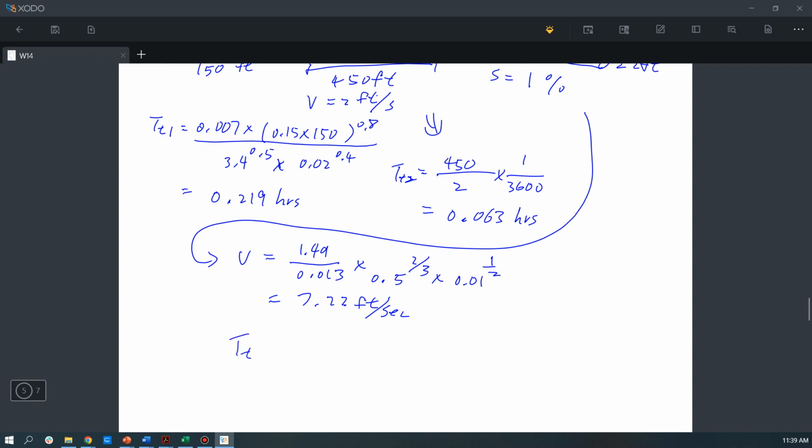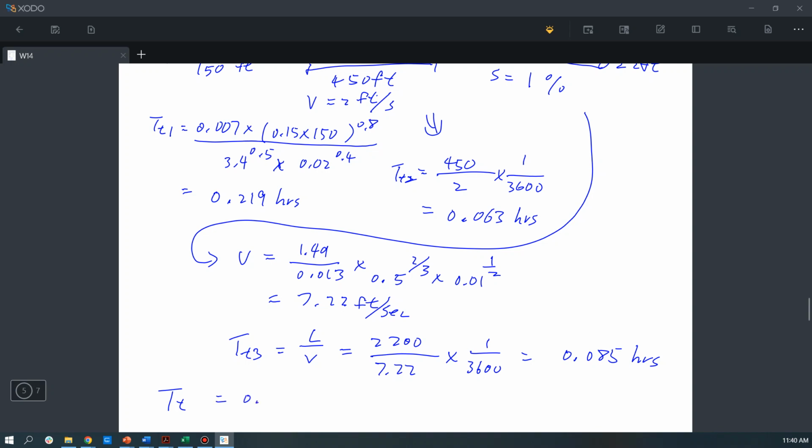So the travel time will be L divided by V, and the length is 2,200 feet divided by 7.22, and we convert the unit to hour, and we will get this is 0.085 hours.